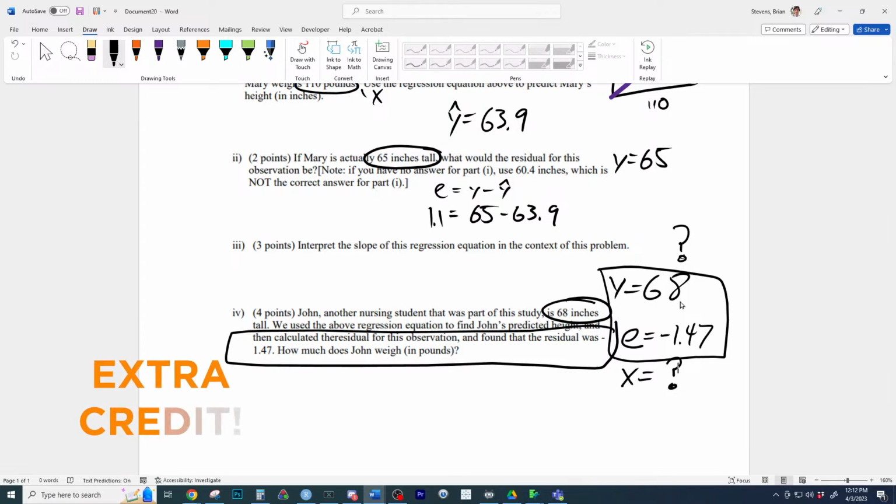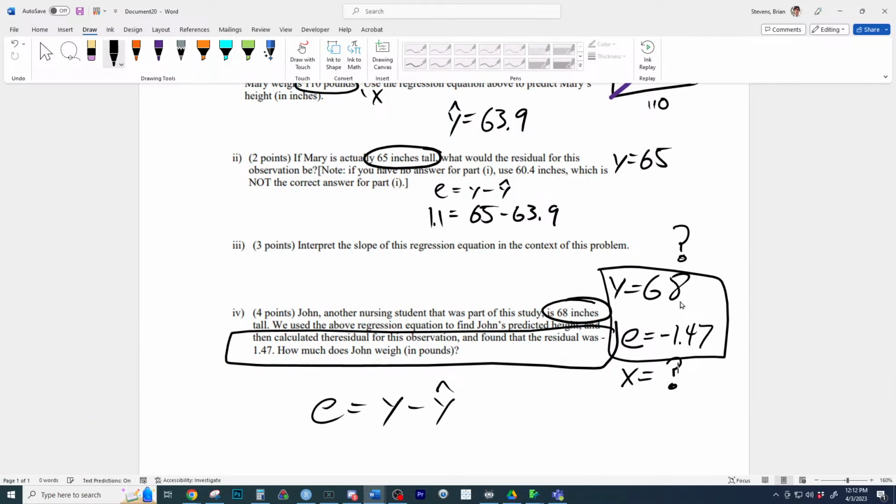Good answers in the chat. So E equals Y minus Y hat. And so we're just going to plug in the values: negative 1.47 equals 68 minus Y hat. And this would have to be positive, so it's going to be minus 69.47. Now you can work this out by plugging in the Y hat, but I was just thinking how it has to be higher because he's going to be shorter than he was predicted to be. Once again, if you want, just plug in Y hat right here.